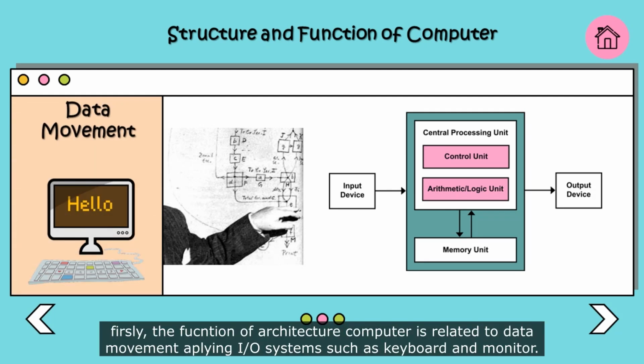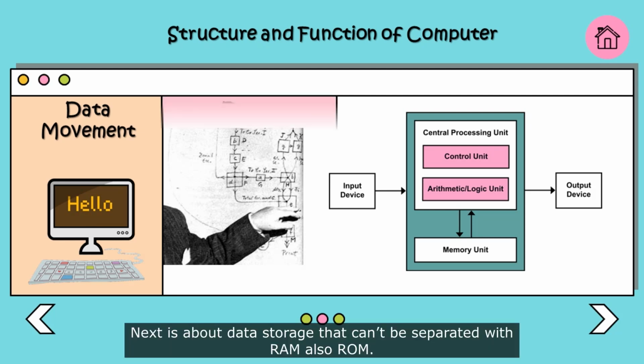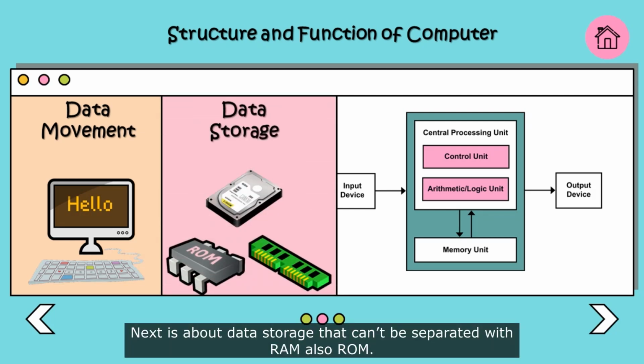Firstly, the function of computer architecture is related to data movement, applying I/O systems such as keyboard and monitor. Next is data storage, which can be separated into RAM and also ROM.